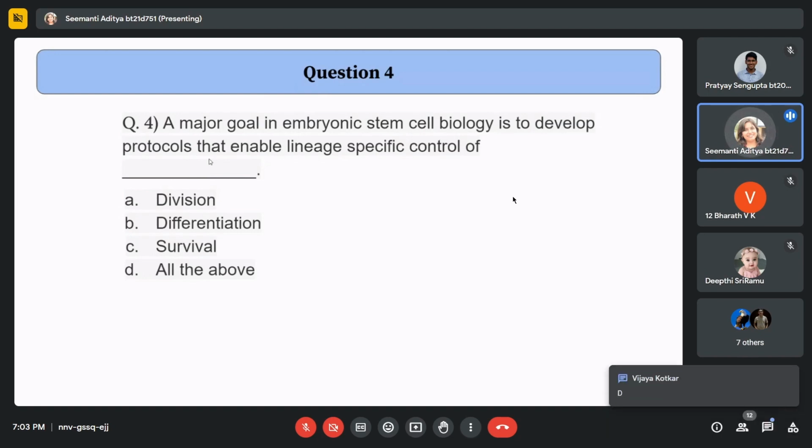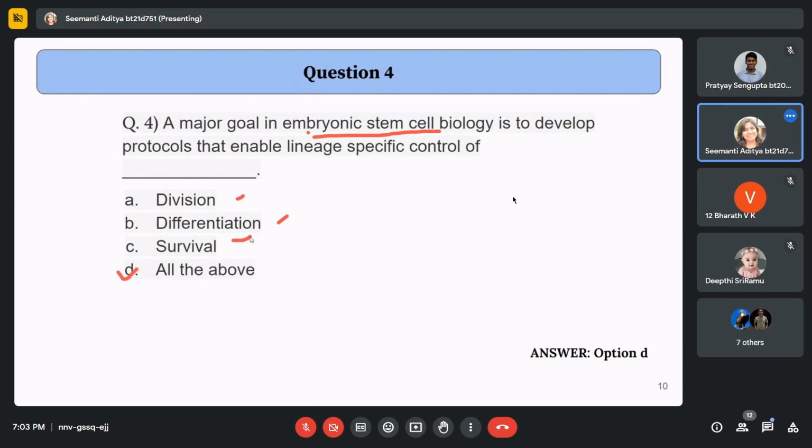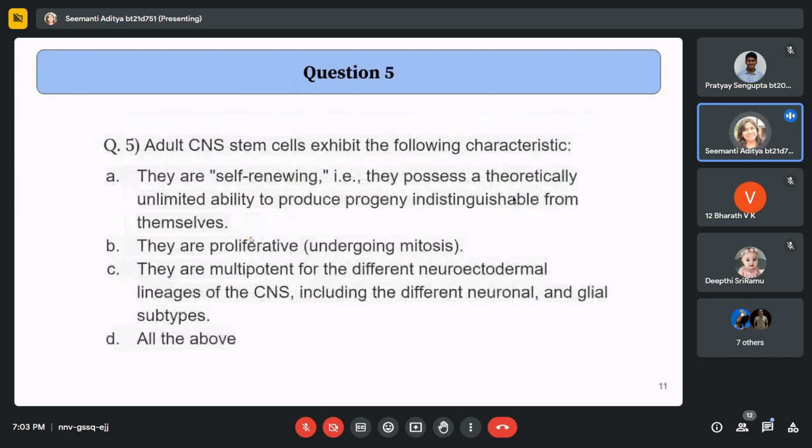Yeah, so the correct answer for this is option D. For embryonic stem cell biology, the protocols are always designed in such a way that they can improve the division, differentiation, as well as survival of the cells. So the correct option is option D. So next question.